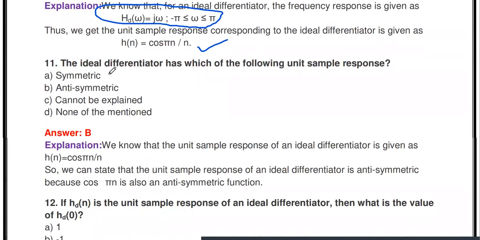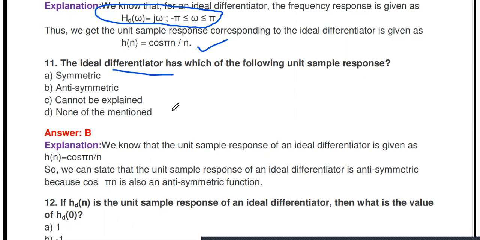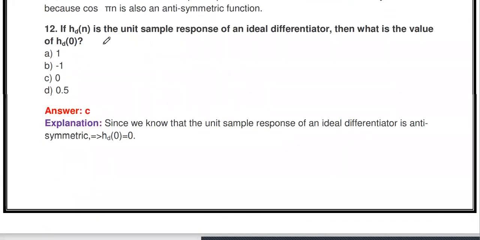Then the next one: the ideal differentiator has which of the following unit sample responses? Symmetric, anti-symmetric, cannot be explained, none of the mentioned. The ideal differentiator has an anti-symmetric unit sample response as well as frequency response. The next one is another important FIR, the Hilbert transform. The Hilbert transform and the ideal differentiator are both examples of anti-symmetric sequences.